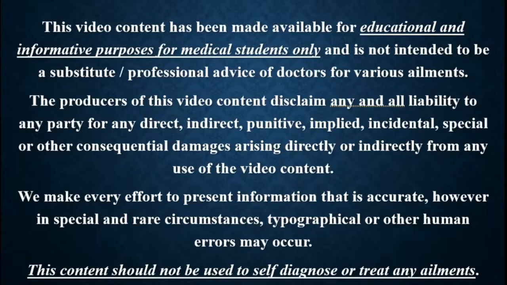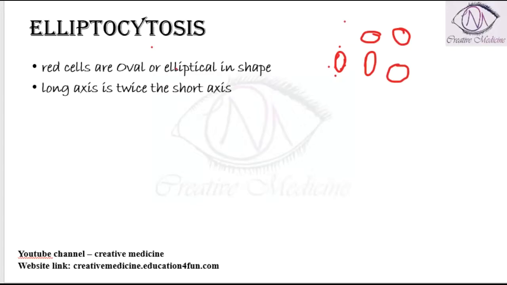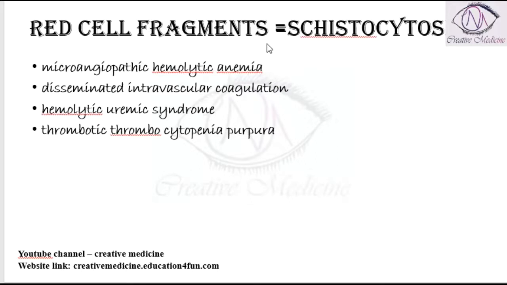In this lecture, we will learn about red cell fragments, showing schistocytosis. Red cell fragments or schistocytosis include microangiopathic hemolytic anemia. Here there are schistocytes that will be seen. Why are these schistocytes mainly seen?